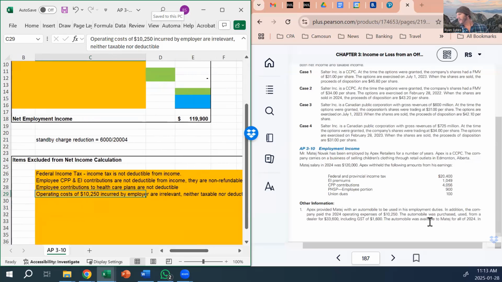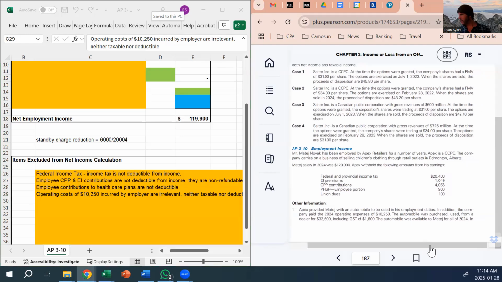But let's see, what do we know about the automobile here? It's purchased used from a dealer for $33,600, including GST of $1,600. That's great. So GST is capitalized as well. It's built into what we have there. That has no impact whatsoever on the calculation of the standby charge, right? The entire capital cost of this vehicle will be utilized to calculate our standby charge.